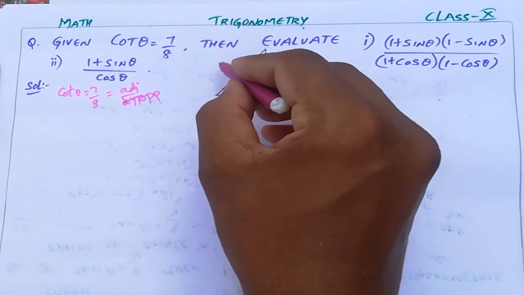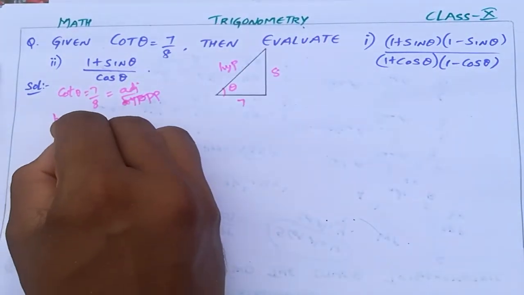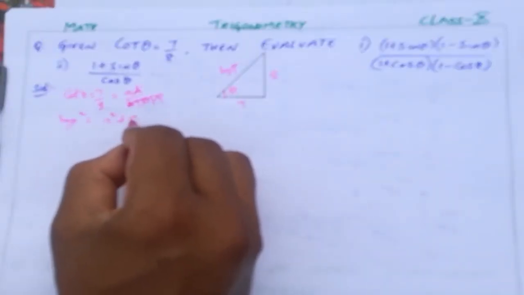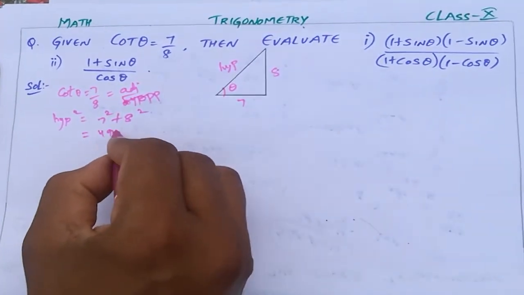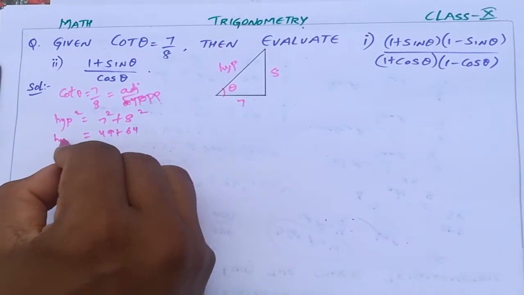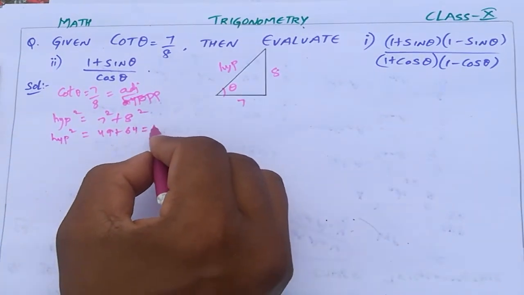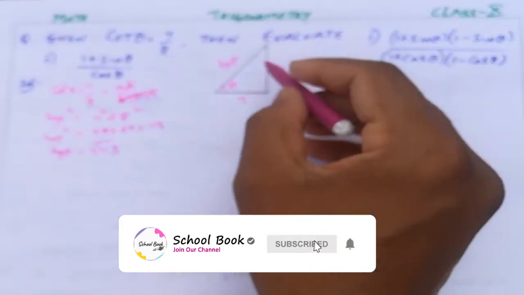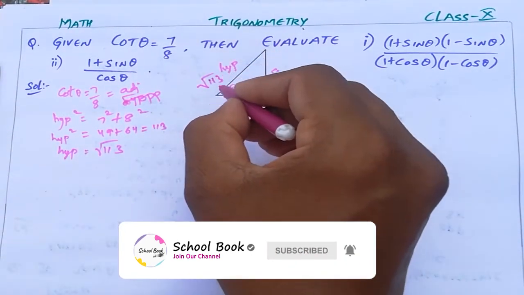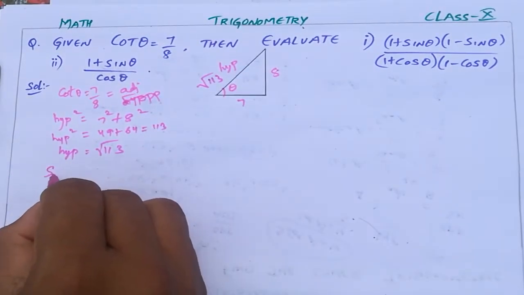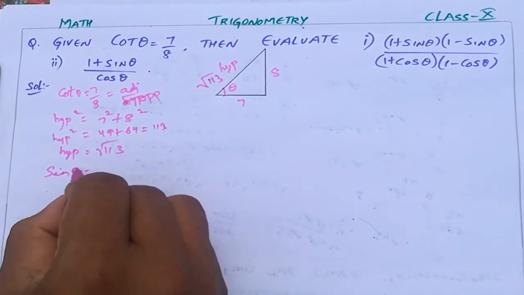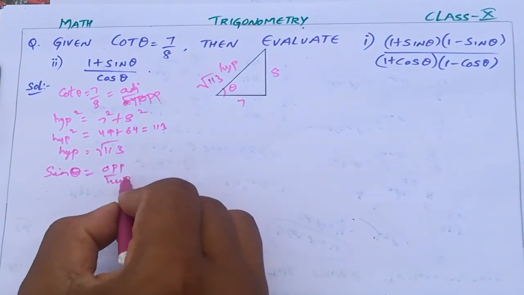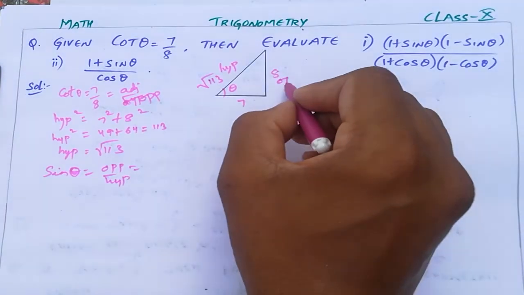We need to find out hypotenuse. So hypotenuse square equal to, I'm writing directly, adjacent square plus opposite square, it is 7 square plus 8 square, which is 49 plus 64. This is 113. So hypotenuse value will become root 113. Now I am going to apply this value in finding sin theta and cos theta. Sin theta is opposite by hypotenuse. Here this one is opposite and this is adjacent.